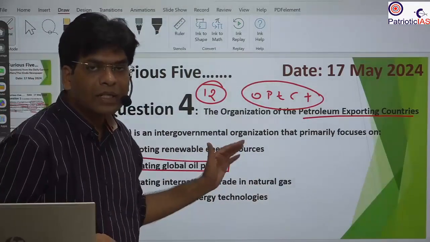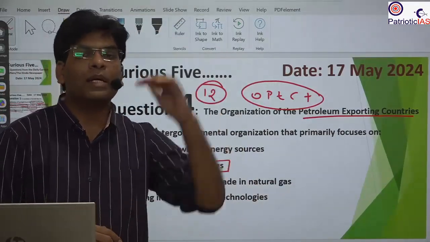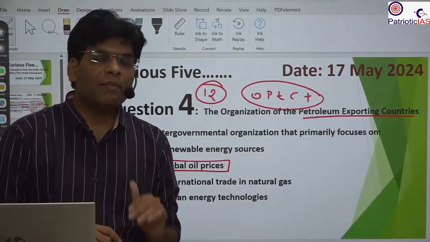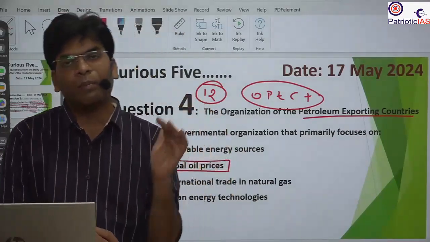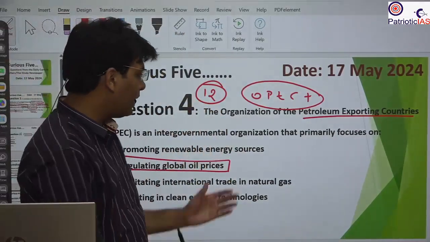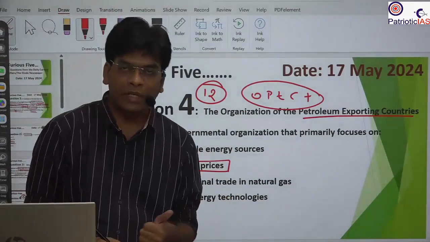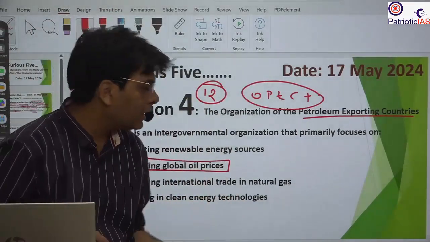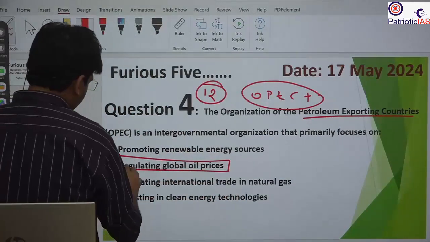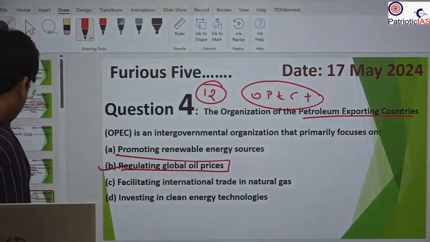Whenever they cut their production, the oil price increases, and whenever they increase the production, the oil price reduces. So you will find that Venezuela was also a founding member, and Iran, Iraq, Saudi Arabia are the founding members. So B will be the correct answer.